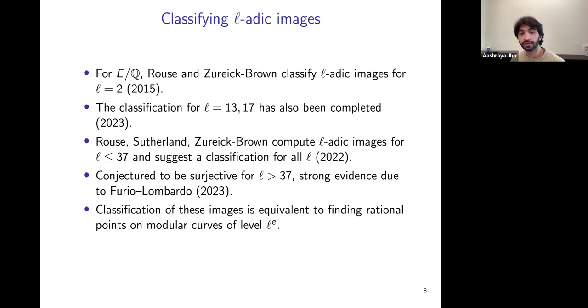What Furio and Lombardo show is that the map is either surjective, or the image is the extended non-split Cartan subgroup, which I'll talk about in a bit. I'd like to remind everyone that the way this classification works is by finding rational points on modular curves. So it's a naturally interesting question to find rational points on modular curves.